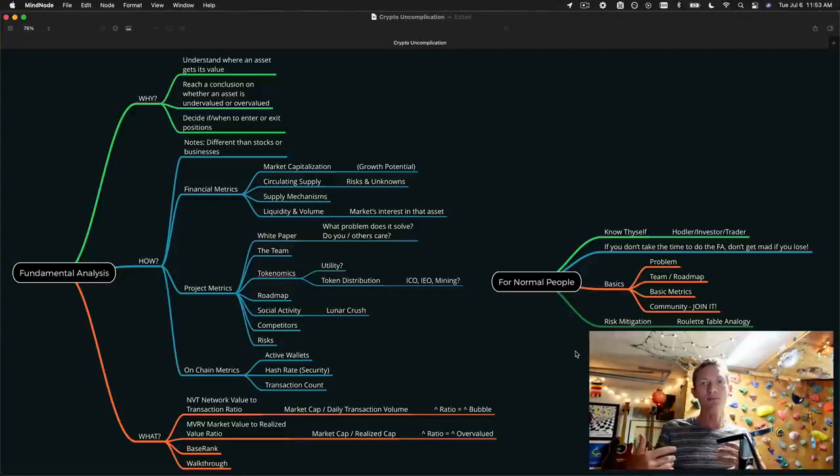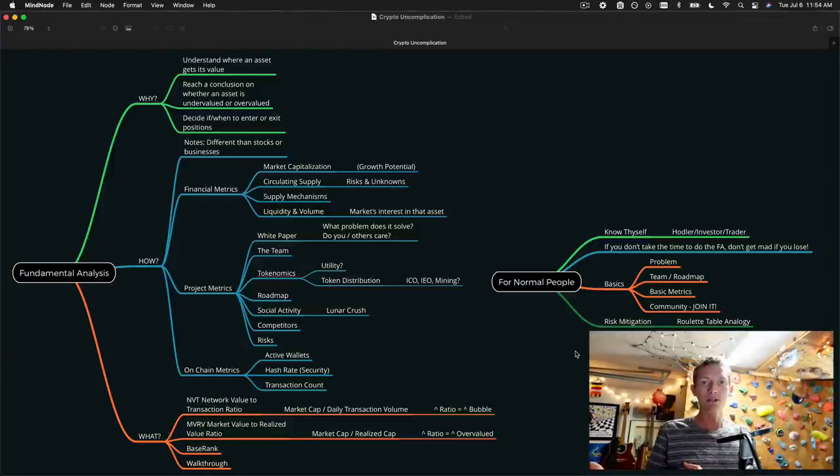That's the lens that I'm really encouraging you to start looking through: what's the problem that they're trying to solve? What's the real utility of the project? And is there a team that's going to be able to follow through and execute? So go to the websites, find the team page, find their roadmap, see how they've delivered on past promises on that roadmap.